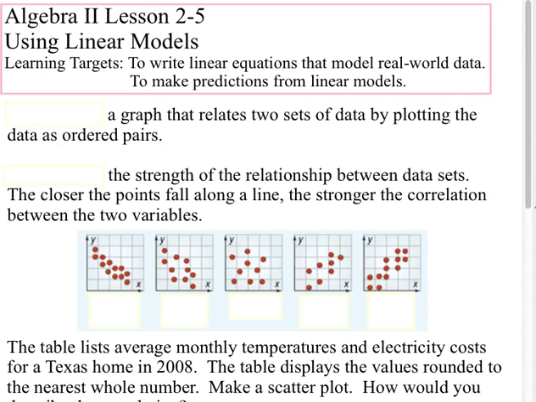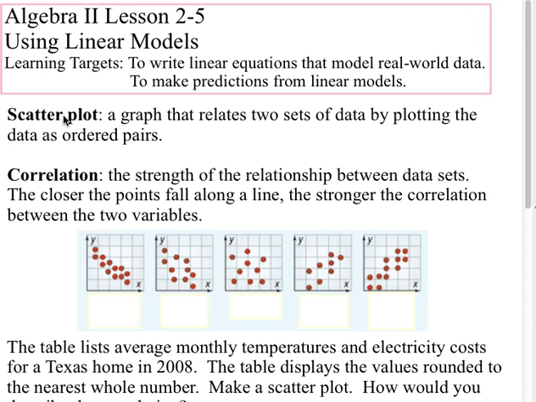So here we're going to be looking at some real data and we're going to make some linear models to represent that data and then to make predictions about that data. So one of the big ideas we're going to talk about today is a scatter plot. A scatter plot is a graph that relates two sets of data by plotting the data as ordered pairs.